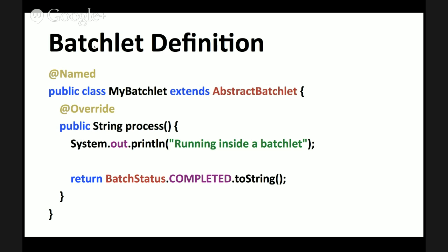In this process method, I can do whatever I like. This time I'm just going to print something, and then I'm going to return a batch status, which is a string. When I'm running something, I can say if it completed, if it failed, and so on. This is so simple. I'm going to say that it's completed, so I'm going to return COMPLETED.toString(). And this is just my batchlet.